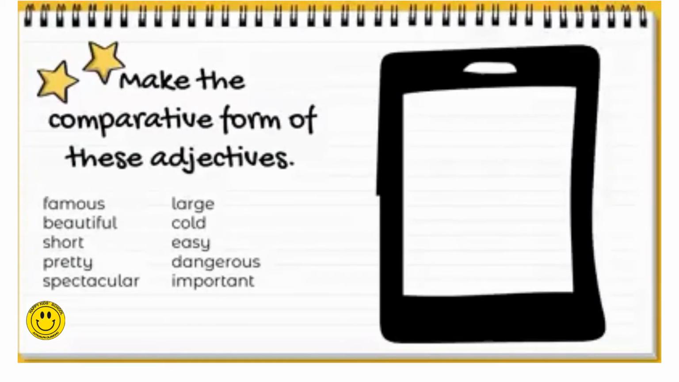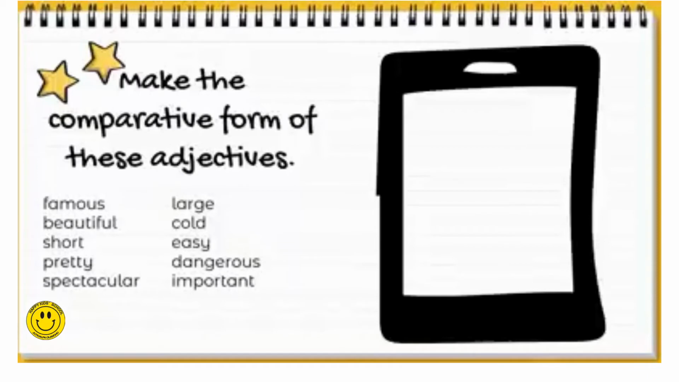Then we have the adjective short. Short. 1 syllable. Pretty. 2 syllables, but be careful because it ends in Y. So remember, there is a special rule for this type of adjective. All right, spectacular. Spectacular. 4 syllables. Let's go to the second column.